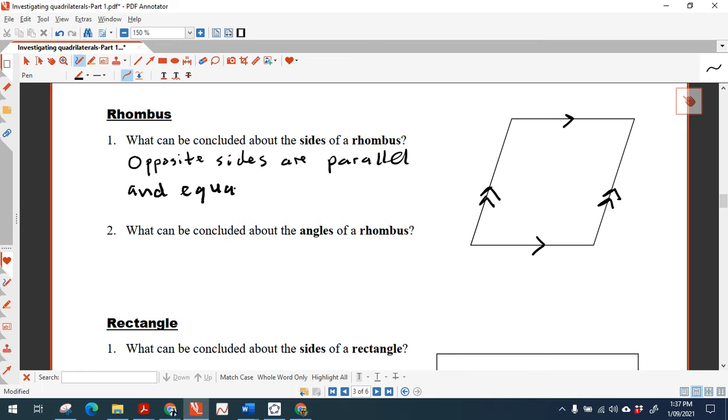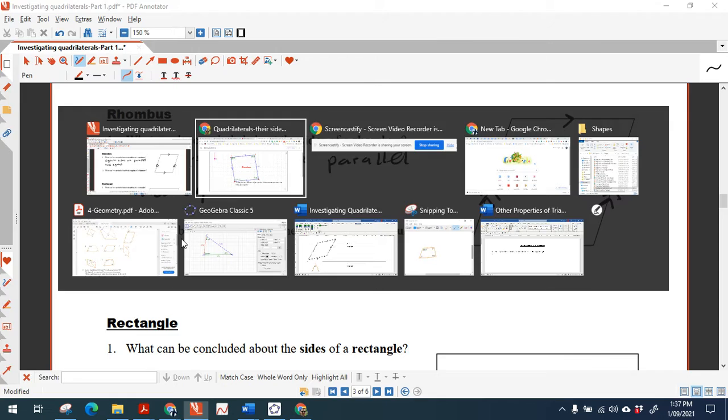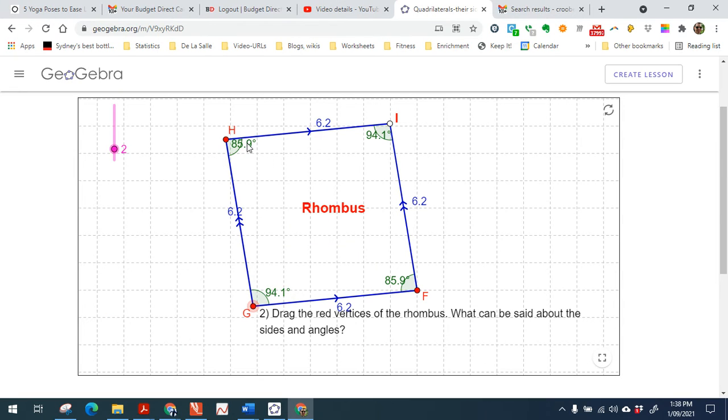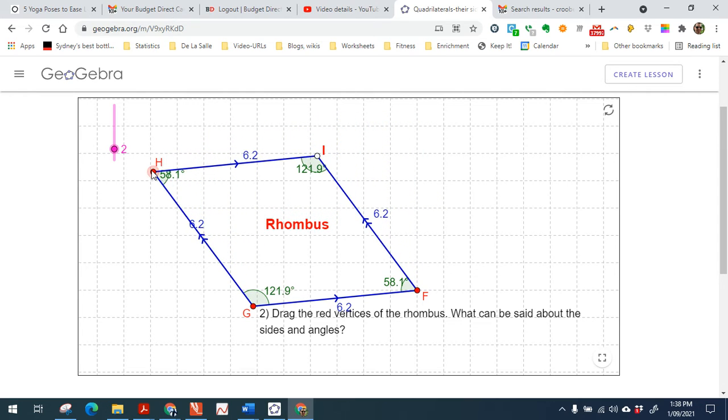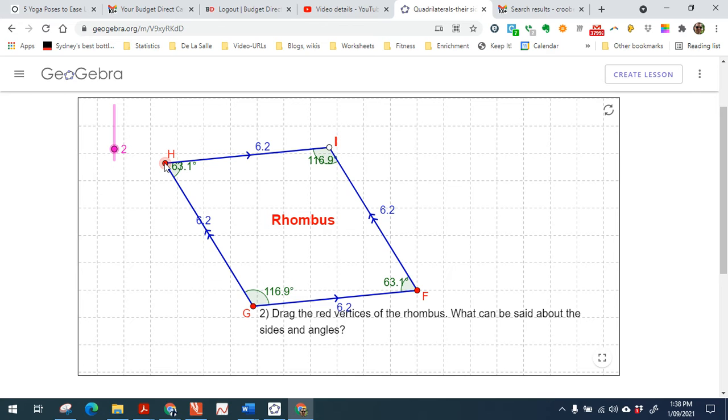You could also say that the rhombus is a special kind of parallelogram because opposite sides are parallel, so yes, it is a parallelogram. Now what can be concluded about the angles of a rhombus? Let's have a look. Right, you can see here 85.9 and 85.9, so those pair of opposite angles are equal, and 94.1 and 94.1, those pair of opposite angles are equal. So for a rhombus, no matter what rhombus I make, the opposite angles are always equal.